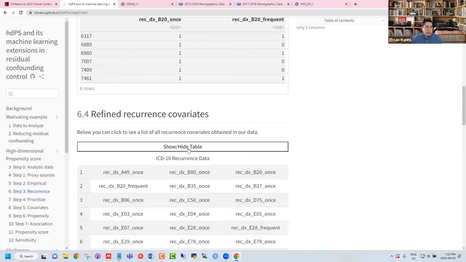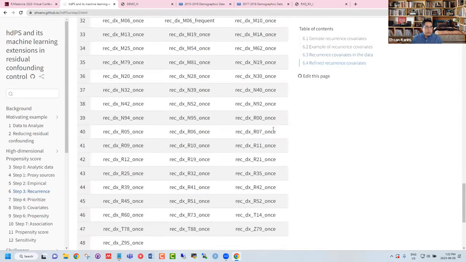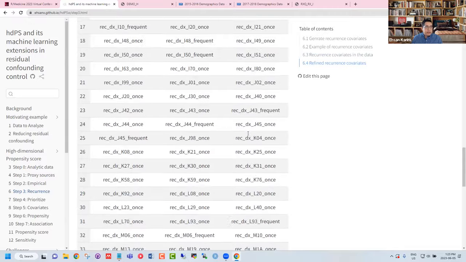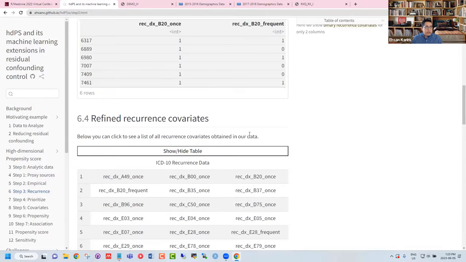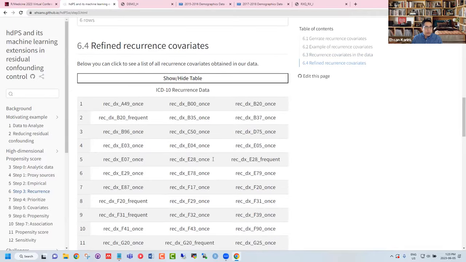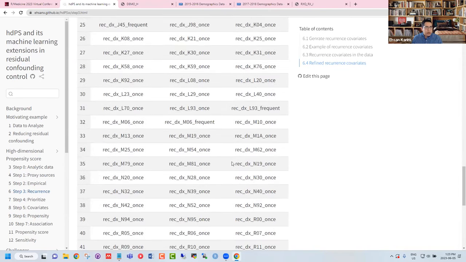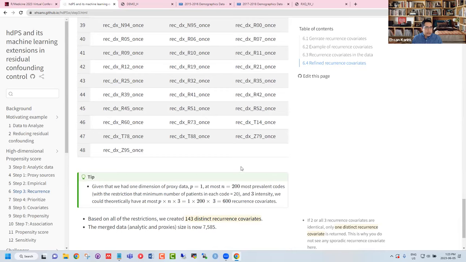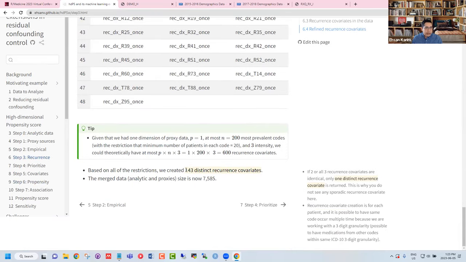So if you look at the table, you can see all of these 143 codes that were happening, and most of these codes are once or frequent. So there are no sporadic codes in here, right? In total, we have 143 distinct covariates that we will then think about whether to include all of them or not, and that will be determined in the next step.